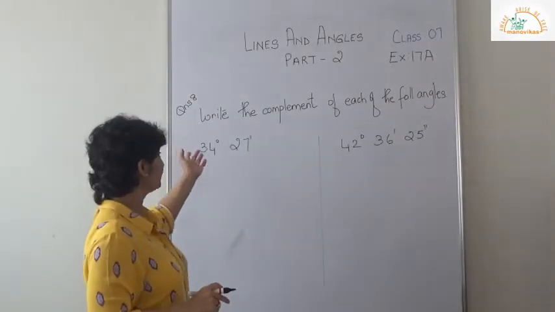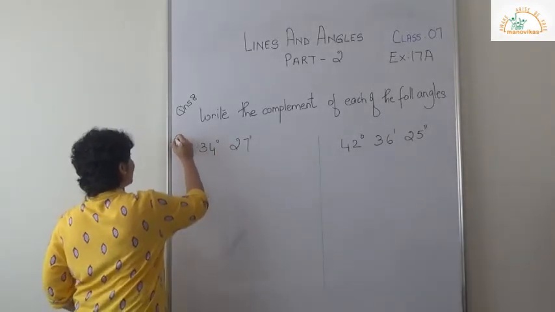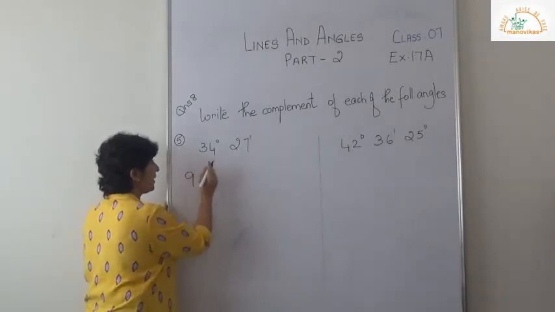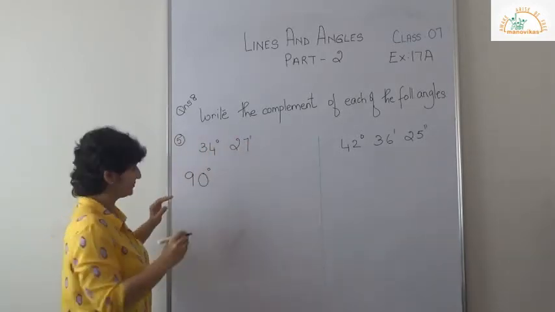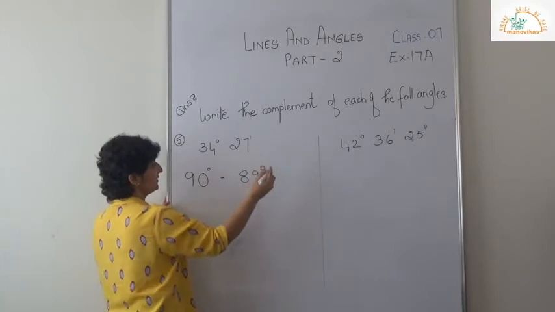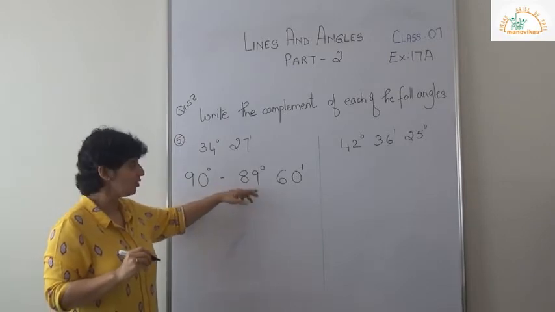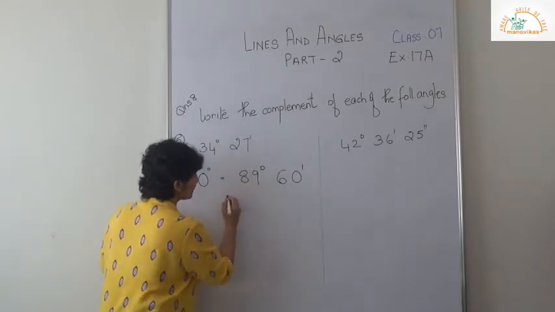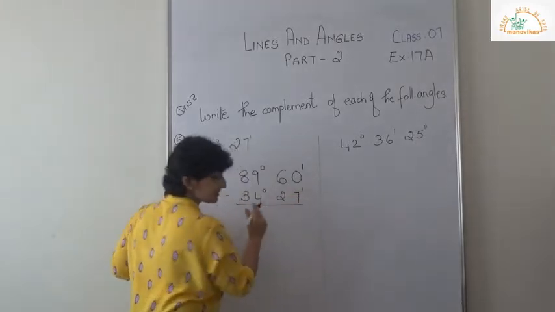Alright, now children, the same thing. We have 34 degrees 27 minutes. This is your sum 5. You have to find the complementary angle for this. So here children, when you have degrees and minutes, first convert your 90 degrees into degrees and minutes. When you do that, you borrow one here, 89 degrees, and it becomes 60 minutes. Your 90 degrees is equal to 89 degrees and 60 minutes. So from here you will subtract 34 degrees and 27 minutes.